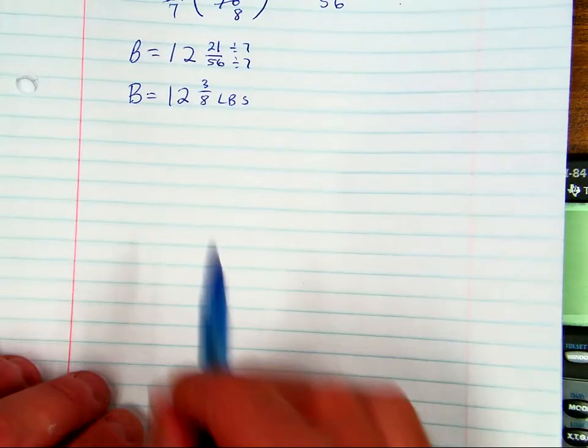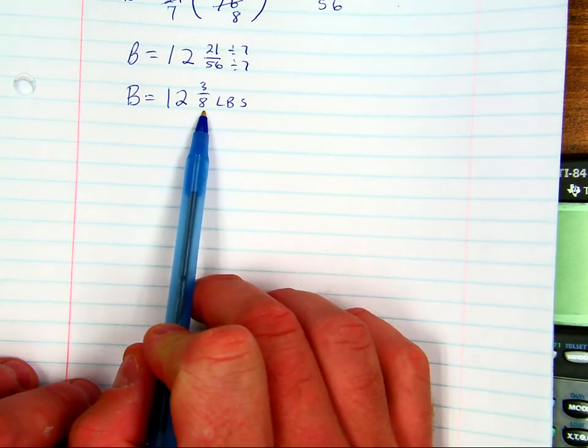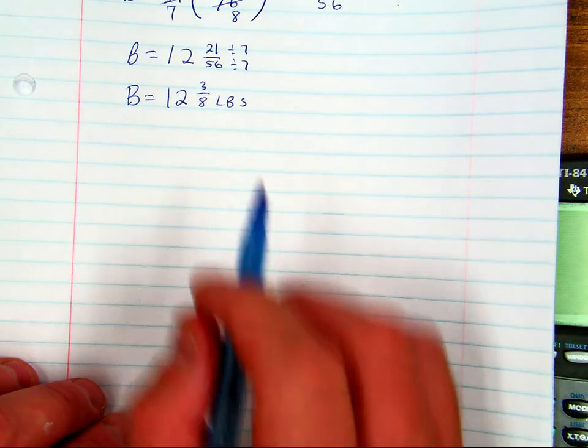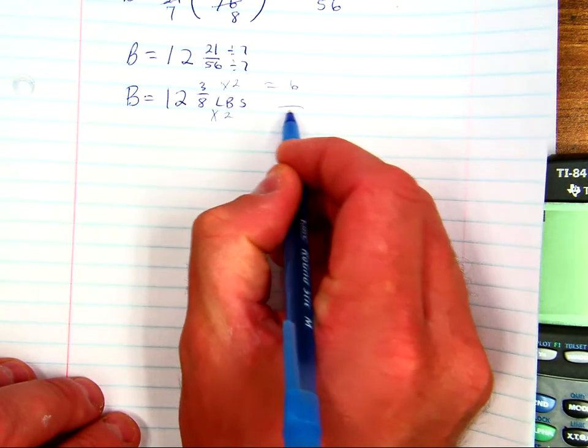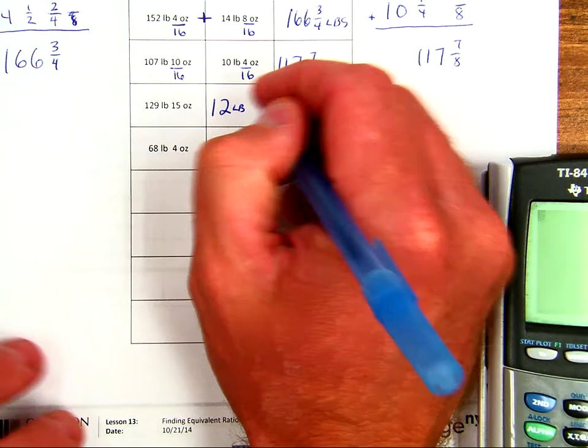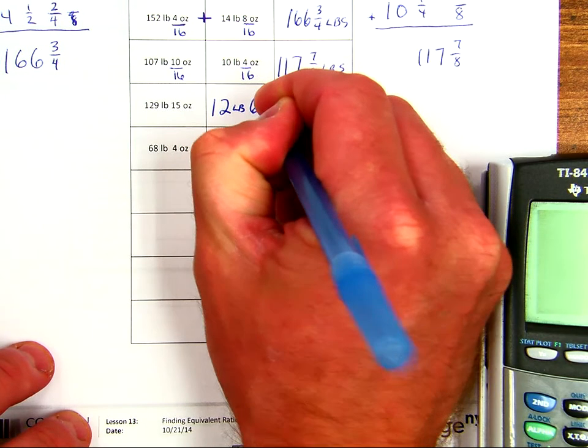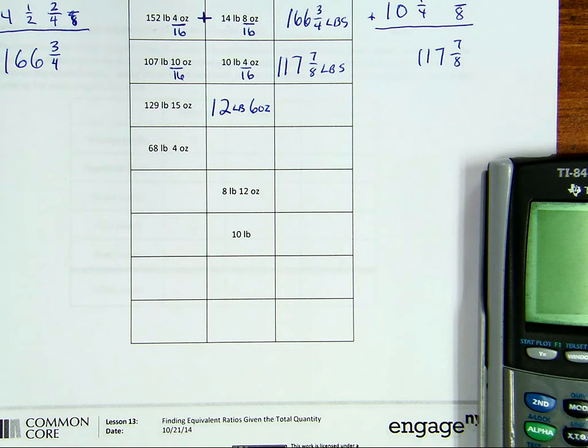I've got to convert this to ounces real quick. Correct. Because this would be times 2 is 6, times 2 is 16. So we get 6 ounces. 12 pounds, 6 ounces.